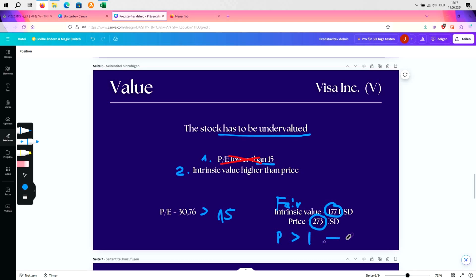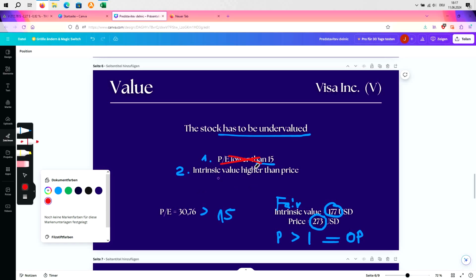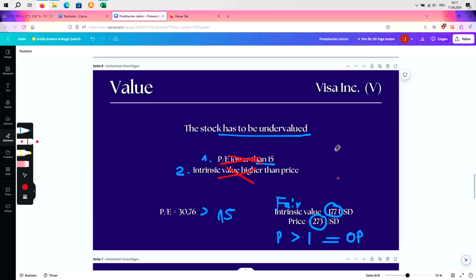So that means that the stock is overpriced. So we don't want to see that. So we have to mark that, unfortunately, also as a bad sign, okay? So the value is bad.